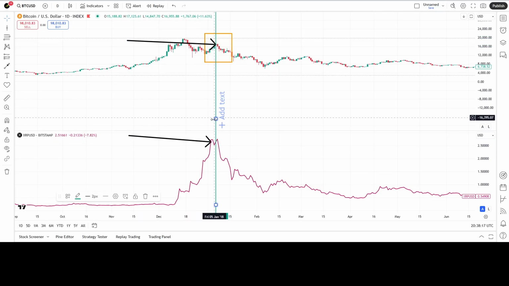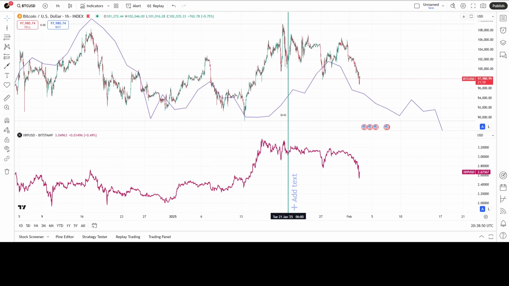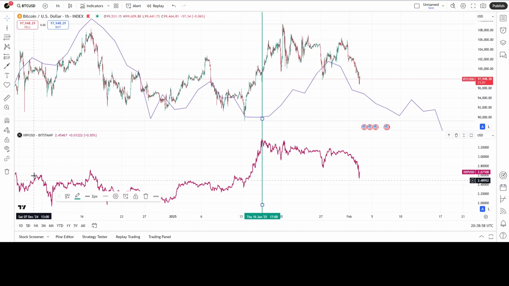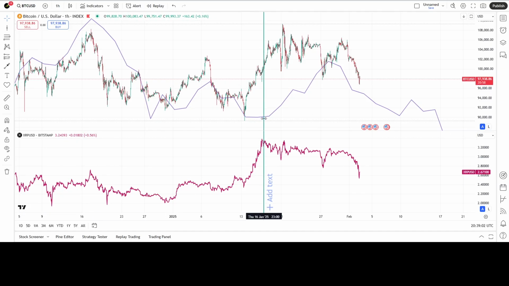So that's an argument saying that we could potentially be repeating what took place here, sort of at least, on today's chart. Bitcoin actually peaked right here. XRP peaks right here. Close enough. So there's that that you should be aware of.